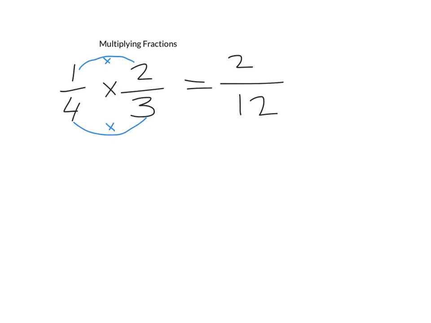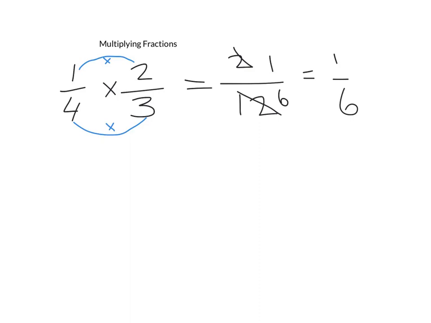2 and 12, they can both be divided by 2, so we're going to simplify this: 2 into 2 goes 1 time, 2 into 12 goes 6 times. What we've got is 1/6. Are we cool with that? Yeah, sure. All right, I'm going to give you another one. Same thing, we're going to just multiply the numerators, multiply the denominators, and then simplify if you can.